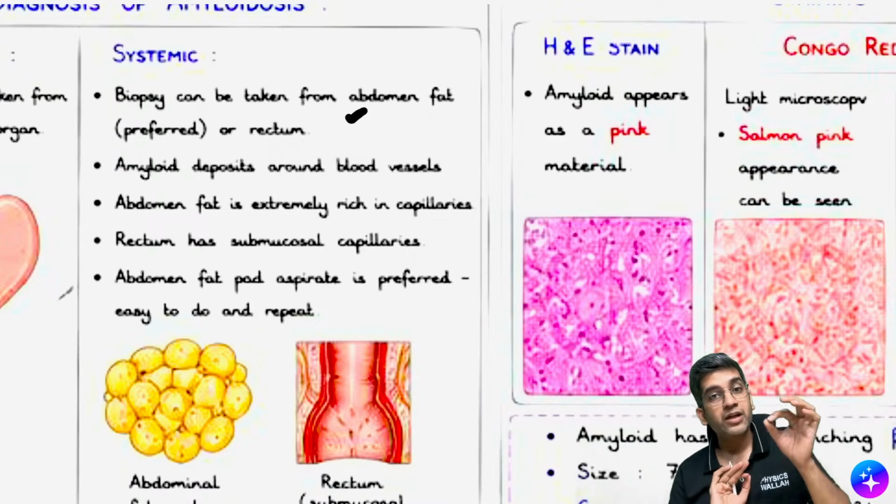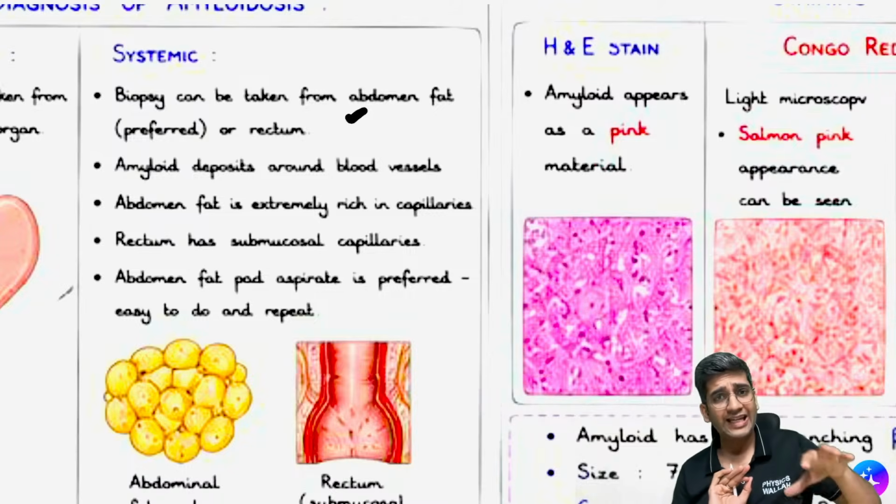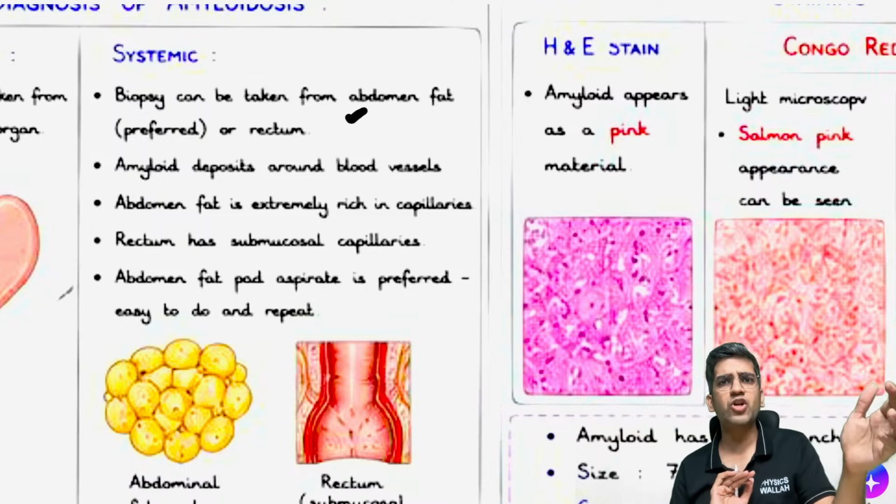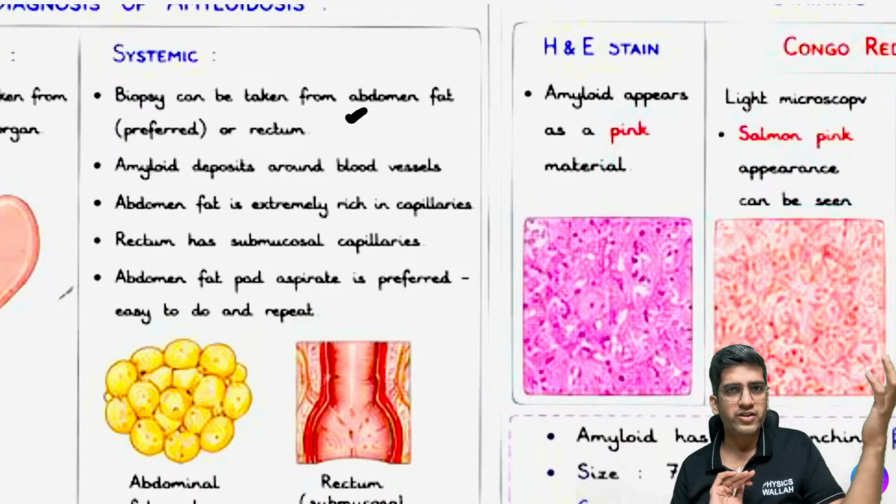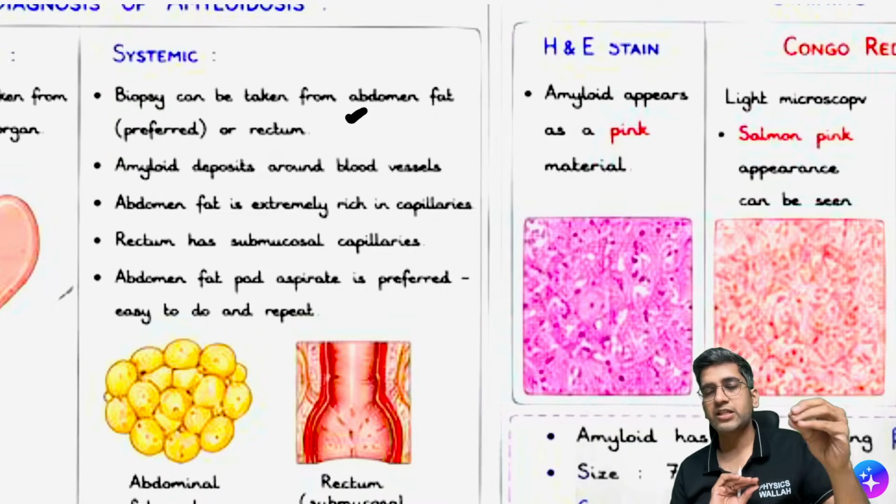Where do I see them? I see them surrounding the blood vessels. I can take from rectum also because rectum has lots of capillary network. Hemorrhoids. That's the reason we have hemorrhoids there, right? I want blood vessels, that's all. Easiest way is abdominal pad of fat.